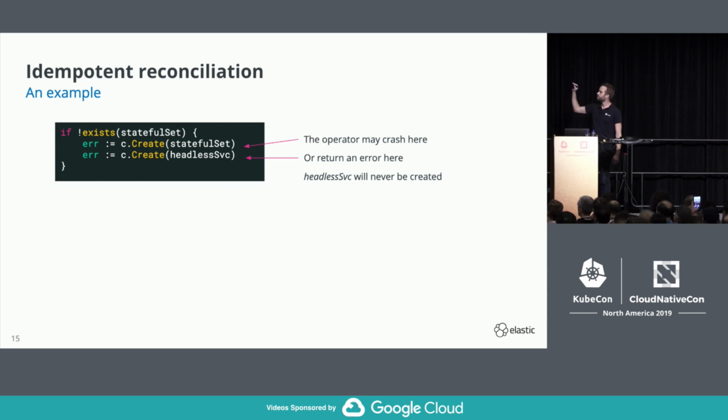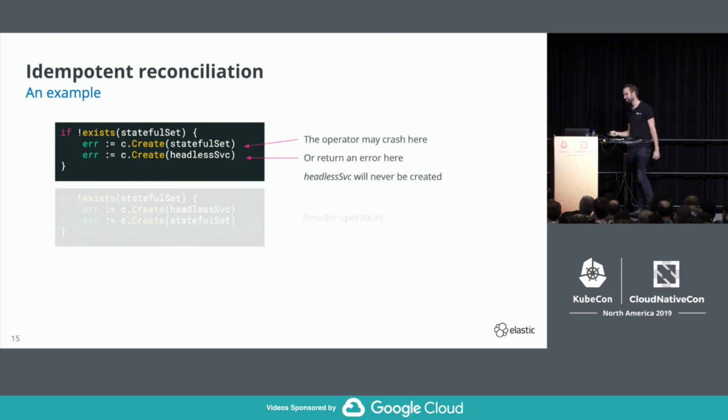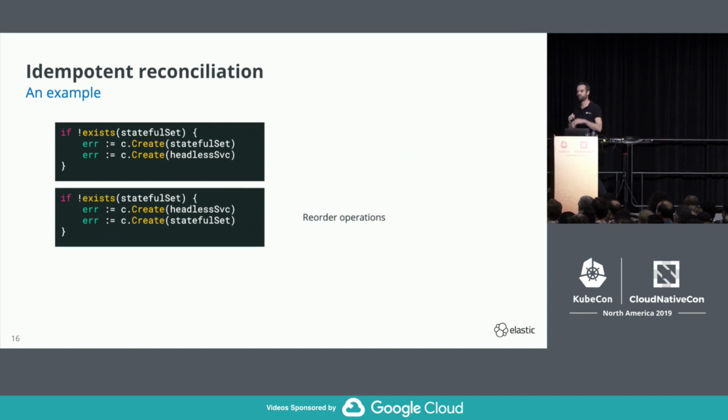What if the operator crashes in between those two creations? We create the stateful set, there's a crash, the operator gets restarted, and we don't go through that code path again, so we're actually never going to create the headless service. Or maybe the call to the headless service creation returns an error, and whenever we retry, we're actually not going to retry that, because the stateful set is already there, we created it, so we don't enter the if condition again. So one way to fix that, of course, is to reverse the ordering.